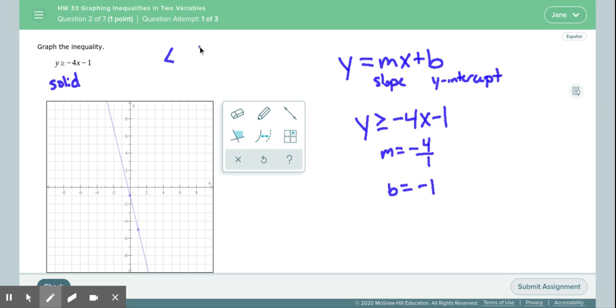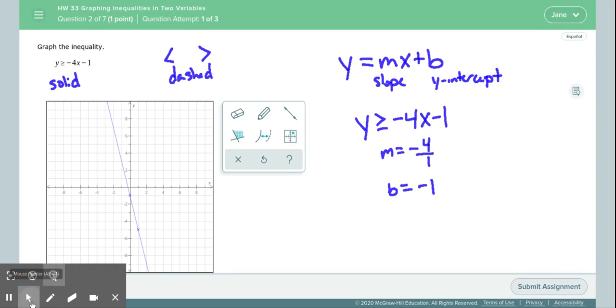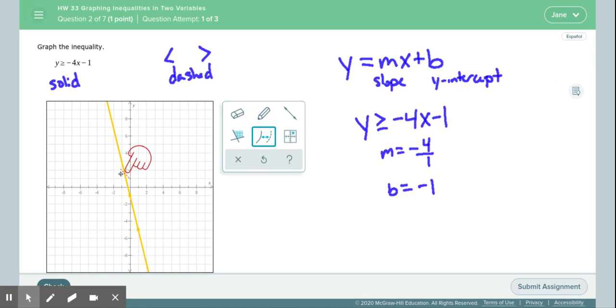Had it been the less than or the greater than symbol only, that means I would have used a dashed line. So notice that my line automatically comes up as solid. If you need to switch it to dashed, you're going to click on dashed and then you can click on your line. All right, I don't want that. So I'm going to convert it back to a solid line.